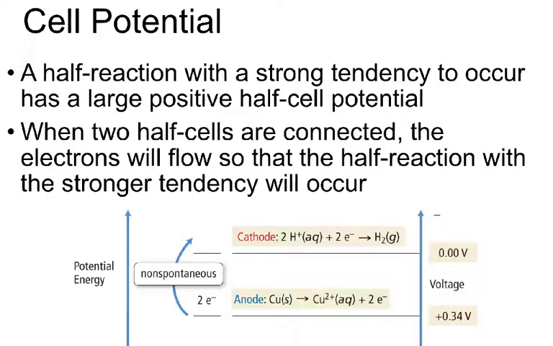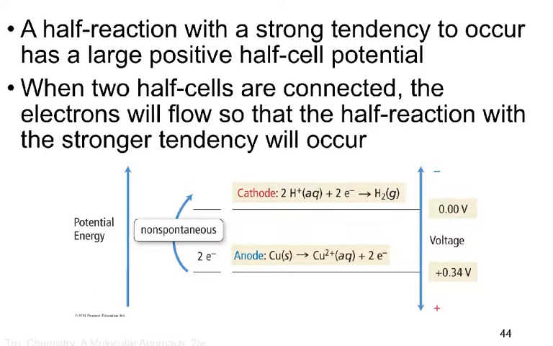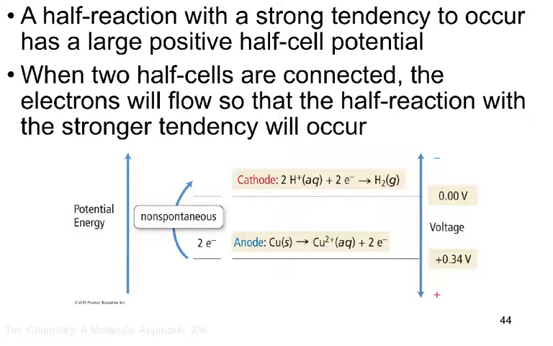All right, let's dig into cell potentials for half reactions. A half reaction with a strong tendency to occur is going to have a large positive half cell potential. So when we connect two half cells, the electrons are going to flow so that the half reaction with a stronger tendency will occur. So here, if we look at these two reactions, this is hydrogen, H plus going to hydrogen, and copper going to copper 2.